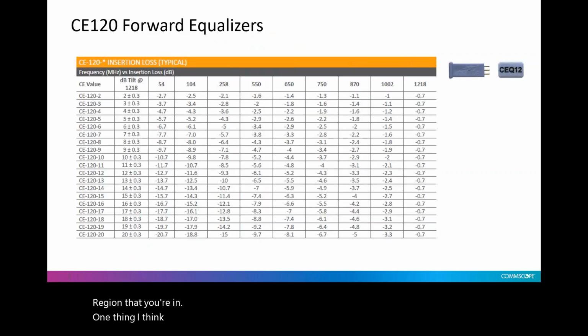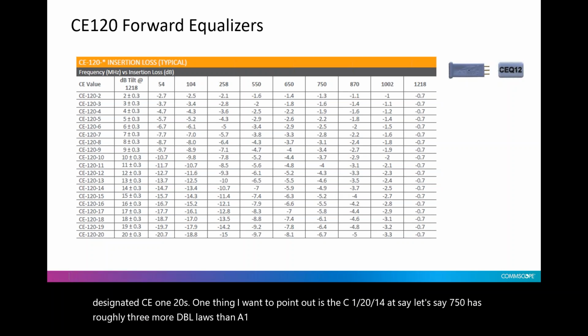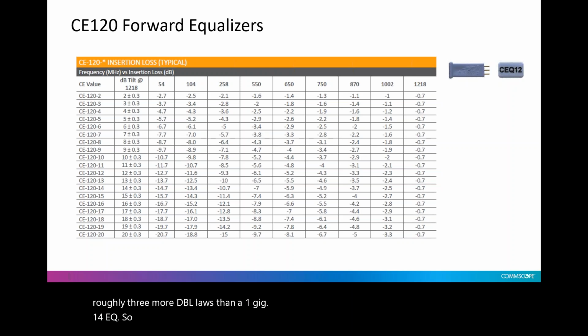One thing I think is vitally important is when you go to a 1.2 gig amplifier, you can see these are designated CE 120s. One thing I want to point out is the CE 120 14 at, let's say, 750 has roughly 3 more dB of loss than a 1 gig 14 EQ. So you may find on the prints that you're close to a +2 digitally, +8 analog.